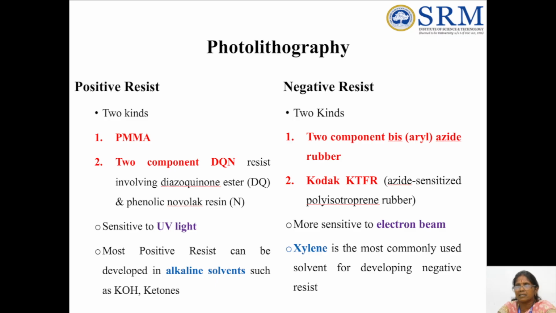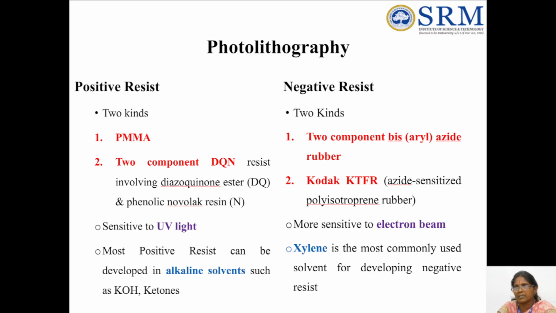Positive photoresist used material is PMMA. In negative photoresist, two components bits rubber is also used. The second comparison, the two component equivalent resist involving diazonistor in negative photoresist Kodak KTFR, that is a material, and positive photoresist sensitive to UV light.